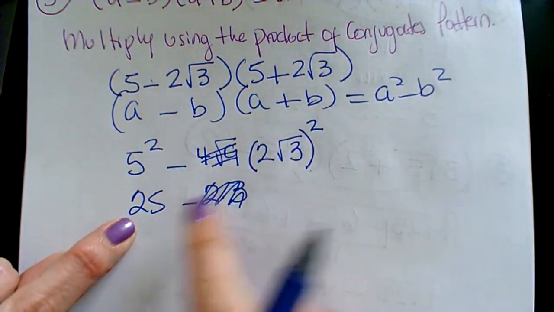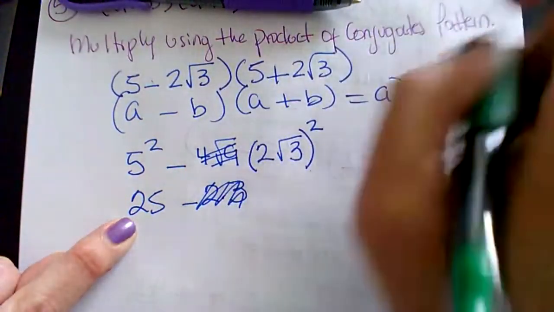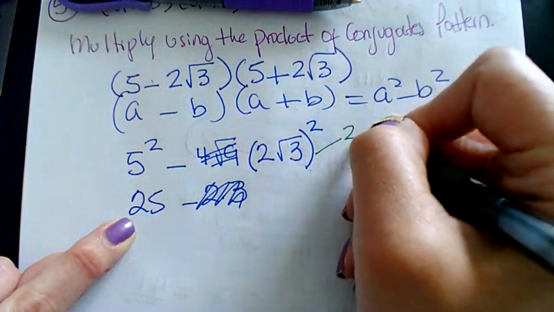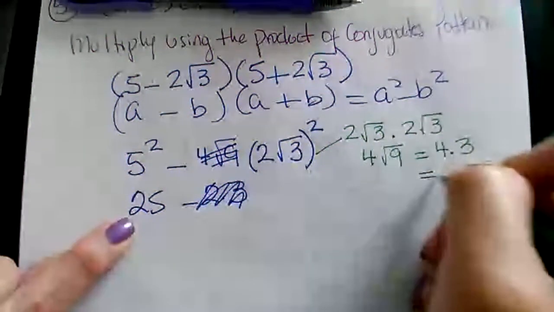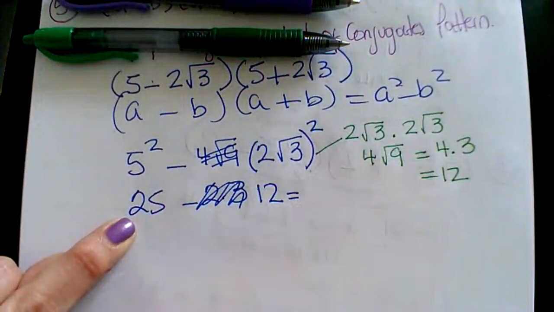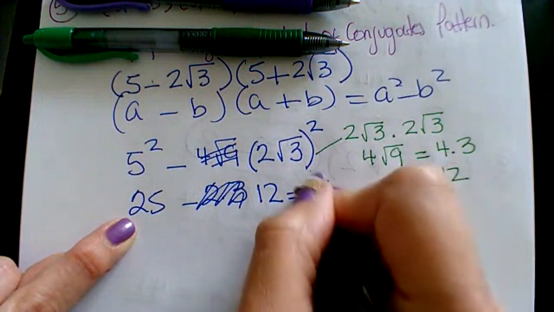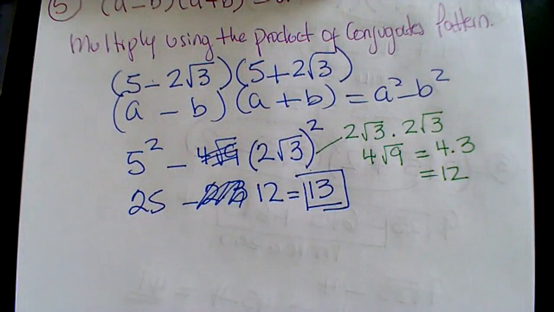So I have 25 here, but what do I have here? This is 2 square root of 3 times 2 square root of 3. So I have a 4 square root of 9, which is 4 times 3, which is 12. So it's 25 minus 12, which is 13. That's using the product of conjugates pattern, okay?